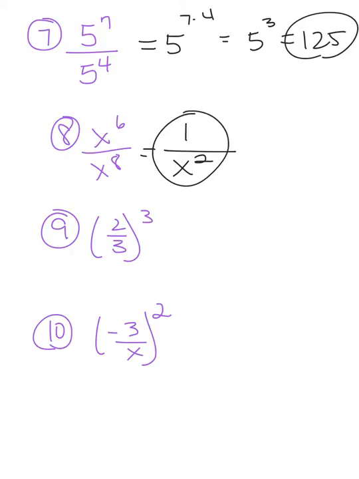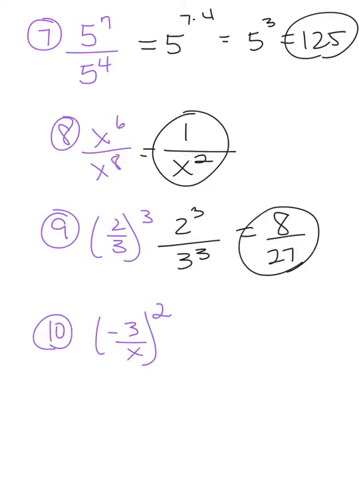And number 9, again, I have a fraction raised to a power, so I'm going to take 2 to the 3rd over 3 to the 3rd. Both the numerator and the denominator get raised to the 3rd power, so I have 2 to the 3rd is 8 over 3 to the 3rd, which is 27. So there's my final answer, 8 over 27.